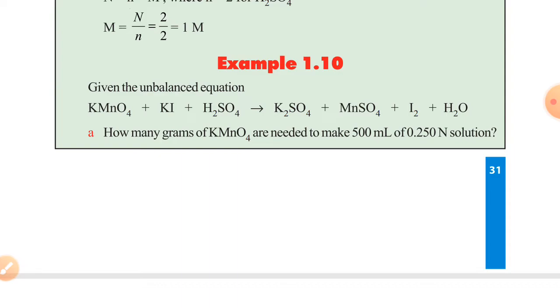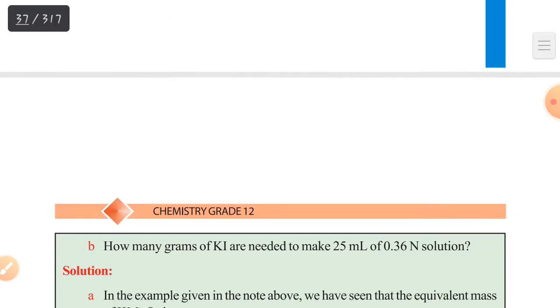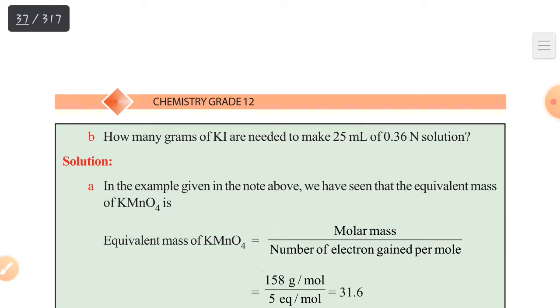Okay. Potassium permanganate solution plus potassium iodide plus sulfuric acid gives potassium sulfate plus manganese sulfate plus iodine plus H2O, or water. How many grams of potassium permanganate solution are needed to make 500 milliliter of 0.25 normality of solution? And how many grams of potassium iodide are needed to make 25 milliliter of 0.36 normality solution?